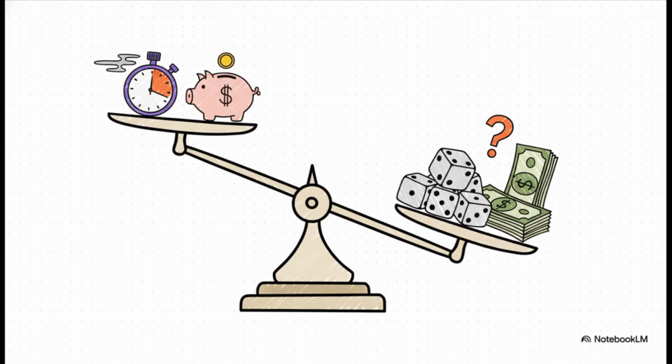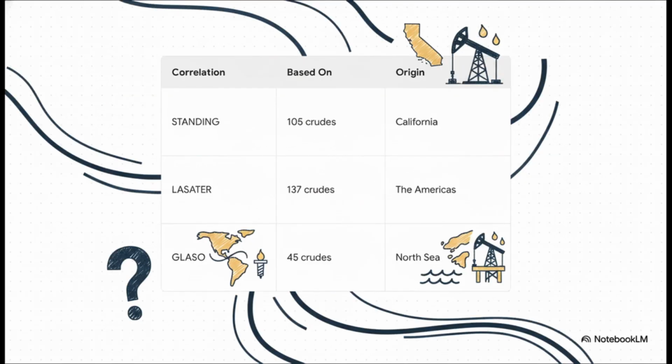But this method gives you a classic trade-off. On the one hand, you get instant answers and they cost you nothing. I mean, for an engineer who just needs a quick number, that's incredibly tempting. The downside, though, is huge. It's a massive gamble on accuracy. You're literally betting billions of dollars that your brand new reservoir is a perfect twin of one that was studied decades ago. And to really understand the gamble, just look at where these famous correlations even come from. The Standing correlation? That's based on crudes from California. Glaso is built on data from the North Sea. So if you're drilling in a totally new part of the world, how confident are you really that your fluid's going to behave like one of these? The less similar they are, the riskier that guess becomes.